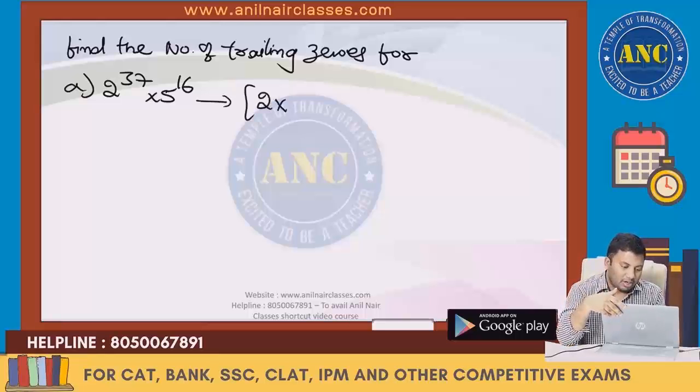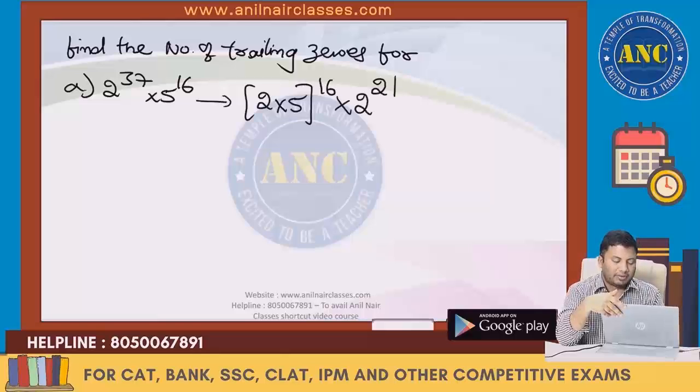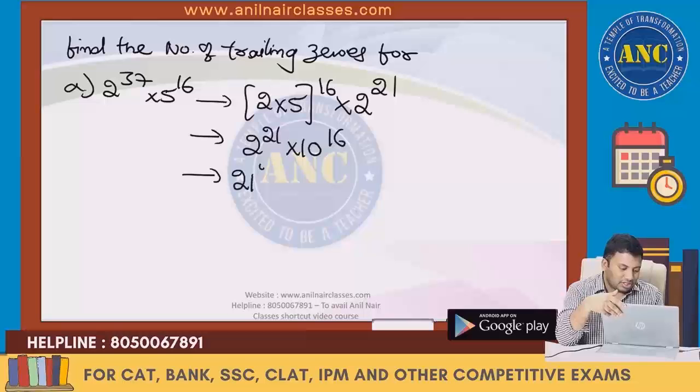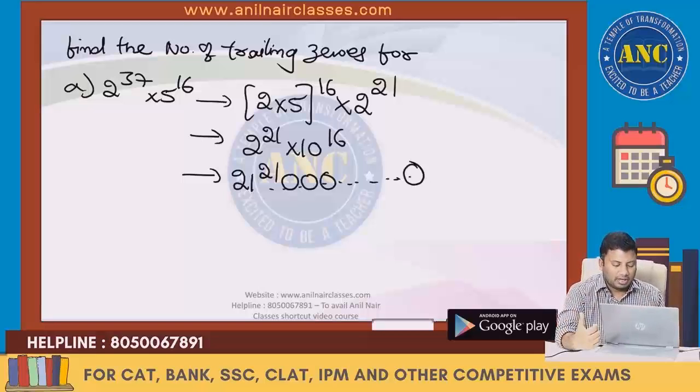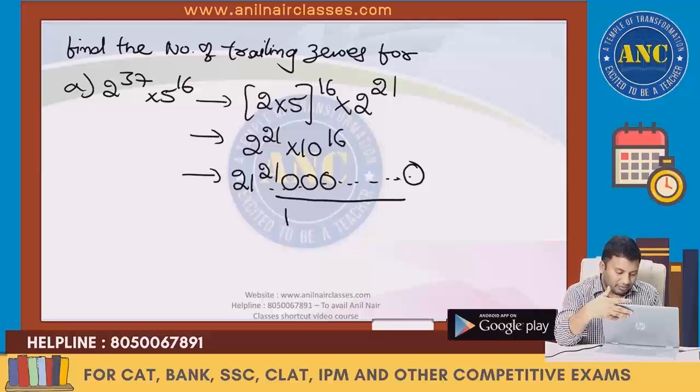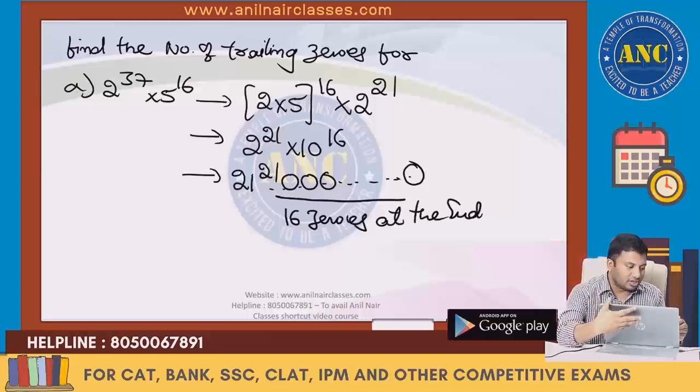This is nothing but 2 power 21 into 2 power 16 into 5 power 16, which is 2 power 21 into 10 power 16. 10 power 16 will have 16 zeros at the end. 10 power 1 has 1 zero at the end, 10 power 2 has 2 zeros at the end. So the answer for this question is there are 16 zeros at the end.